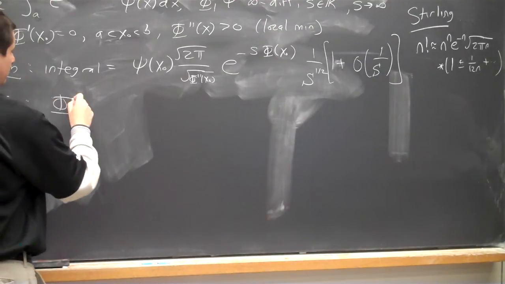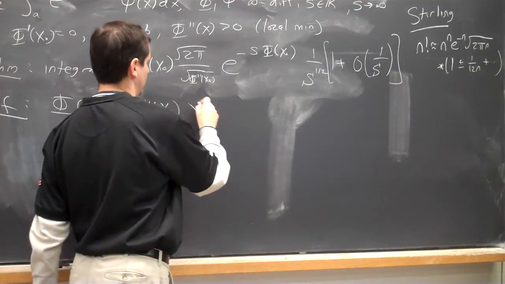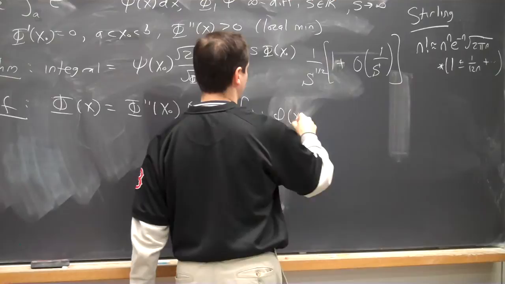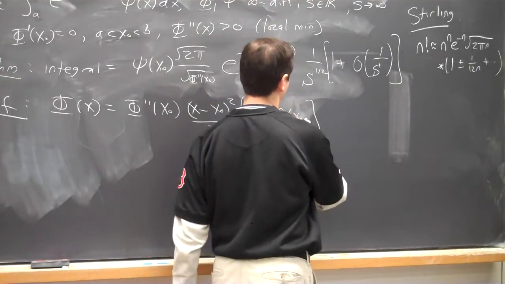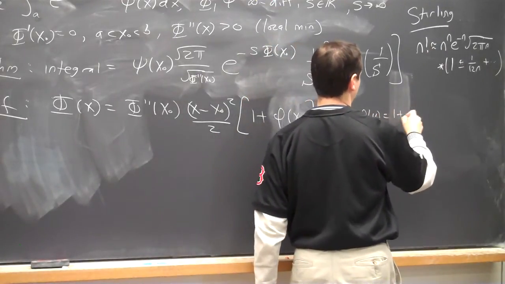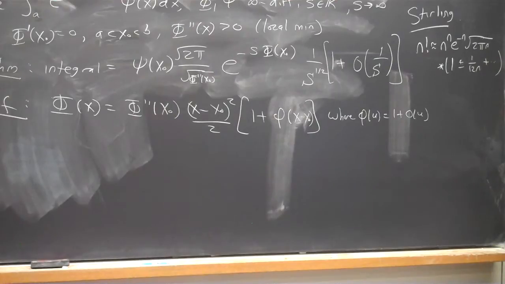So we can write phi of x as phi double prime of x naught, x minus x naught squared over 2, times 1 plus little phi of x minus x naught, where little phi of u is 1 plus some error of size big O of u. Big O of u means some error that's at most a constant times u. Why is this true? Why do I have an expansion like this? It's from Taylor series.